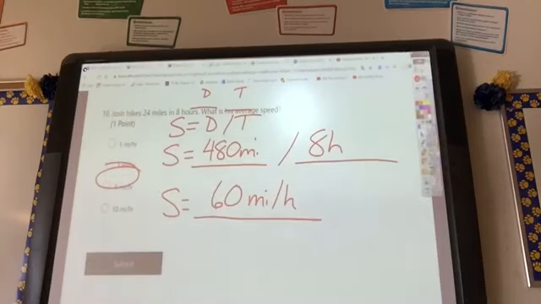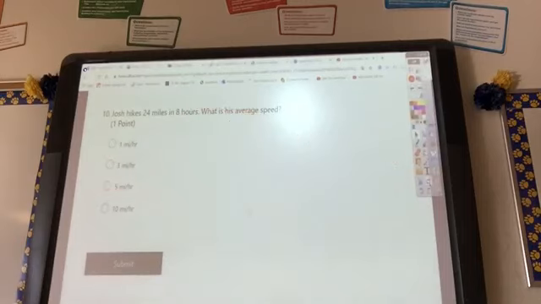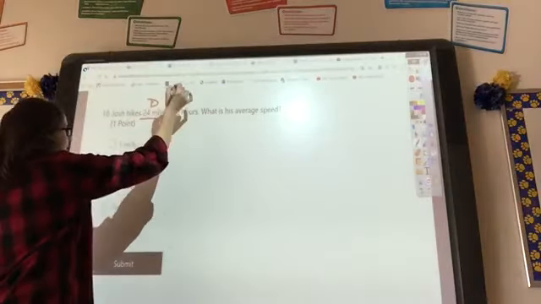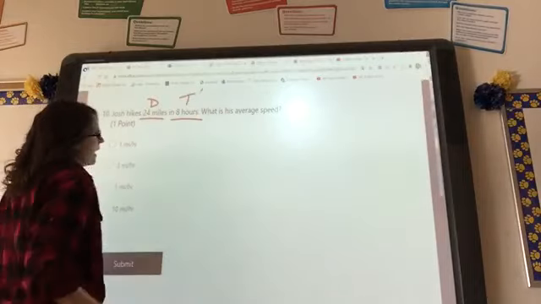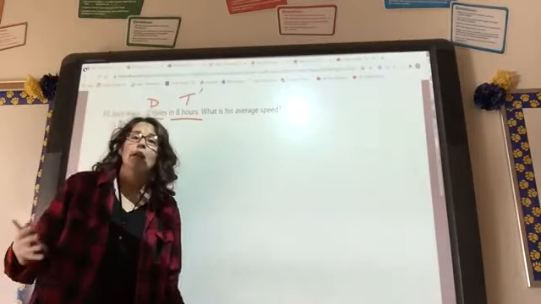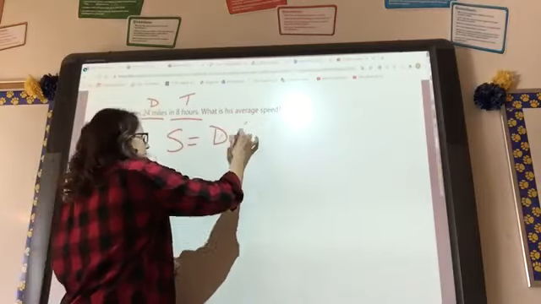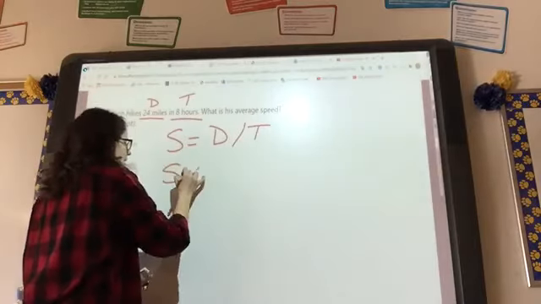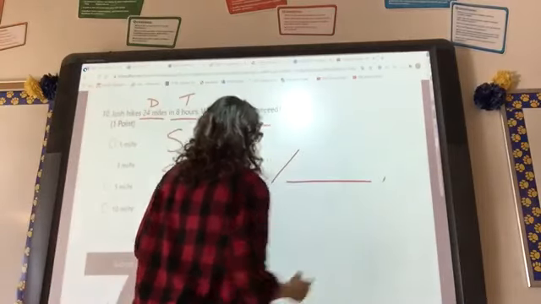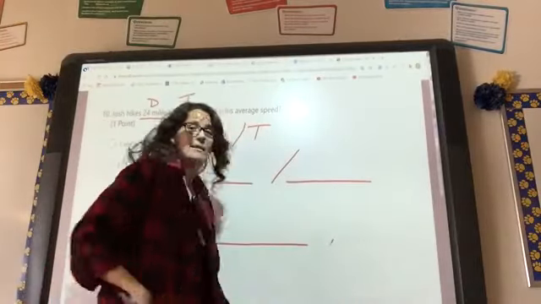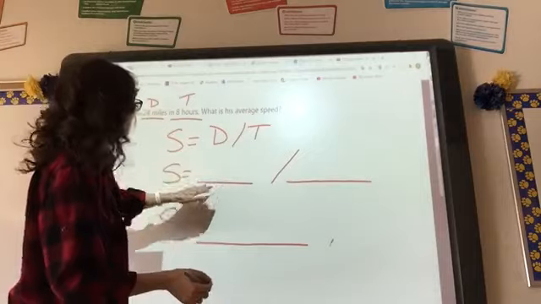Josh hikes 24 miles in 8 hours. What is his average speed? So if Josh hikes 24 miles, that is our distance, 8 hours is our time. What is his average speed? To figure that out, speed equals distance divided by time. So S equals D divided by T. There's a S. There's your distance. There's your time. Here is our answer. Okay? Now we just need to bring these numbers down.